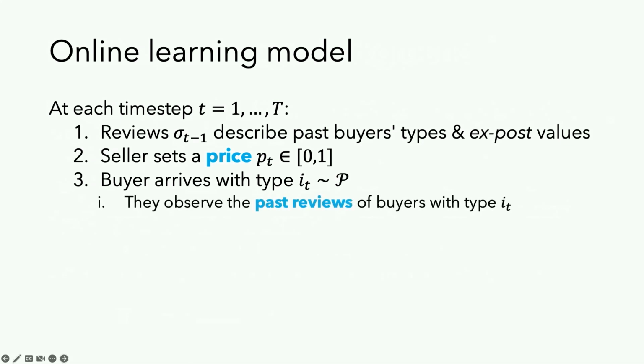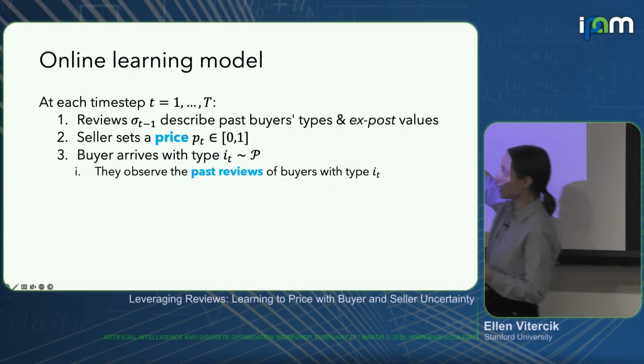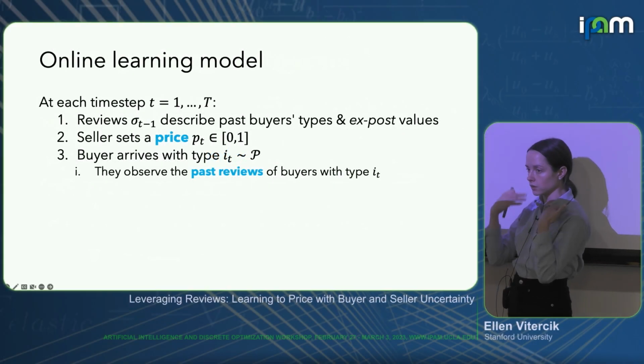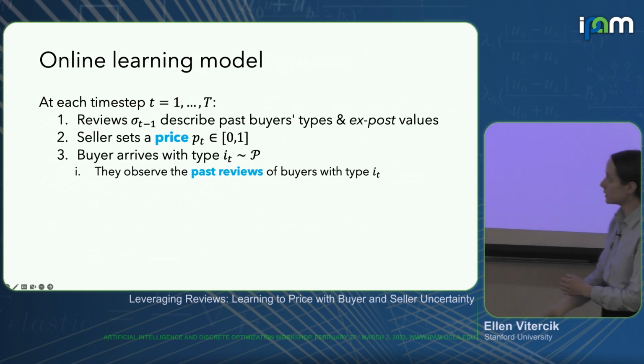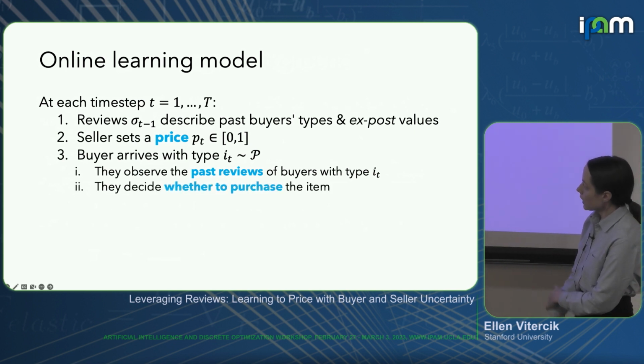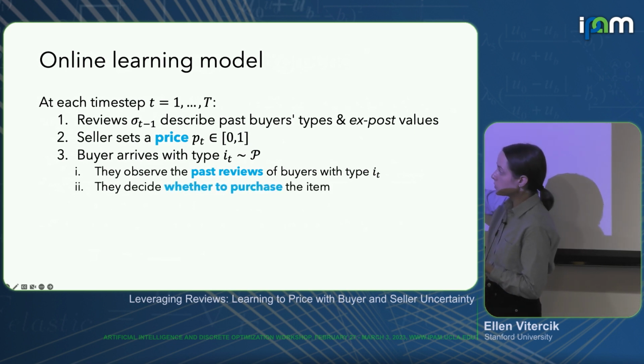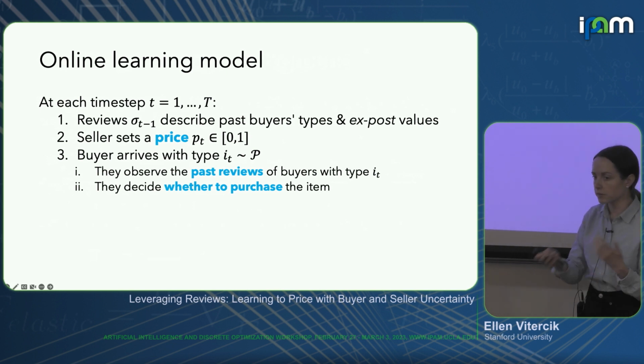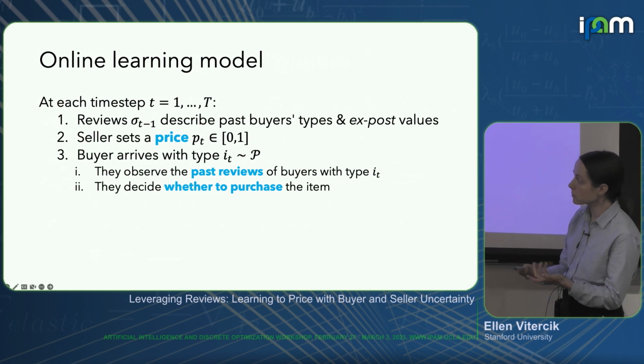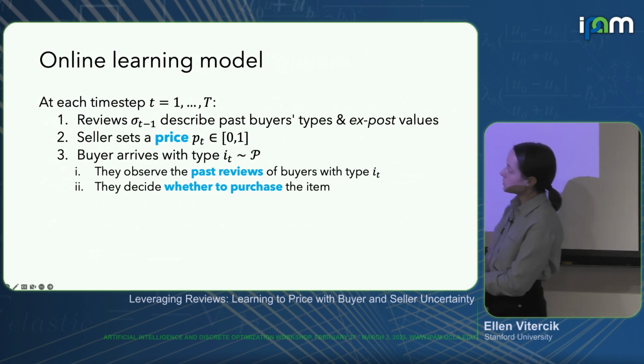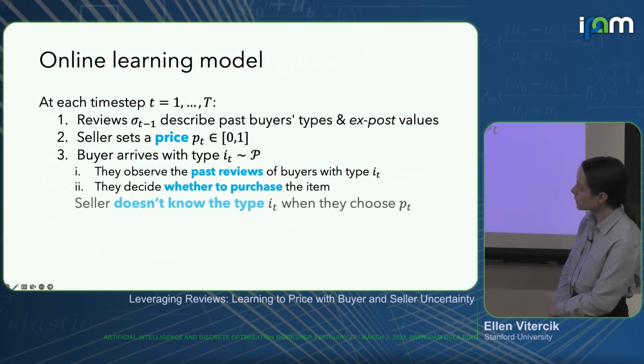That buyer is going to observe the past reviews of past agents that share their type. So if this buyer's type is oily skin, they're going to go back and look at the reviews of people who had oily skin. And from these reviews, they're going to decide whether to purchase the item. I'm going to talk more about their purchase model in a minute, but they'll look at the reviews and decide whether or not to purchase the item.